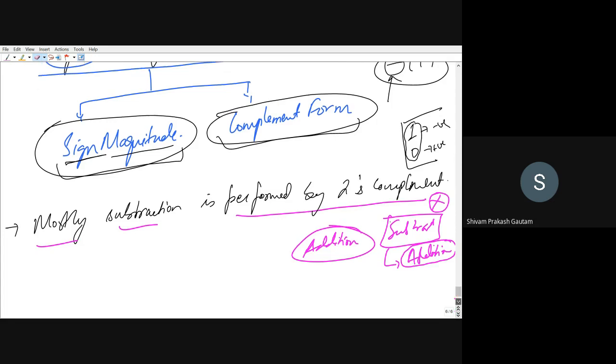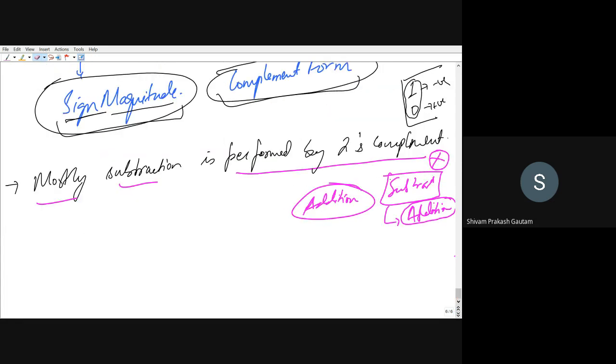Okay, so this is just a fact that I have told you. Mostly subtraction is performed by 2's complement. You can perform it by 1's complement, we will shortly see. Addition is there in your digital system, but subtraction is never there. So we will do subtraction by using addition, and how it is done we will see.